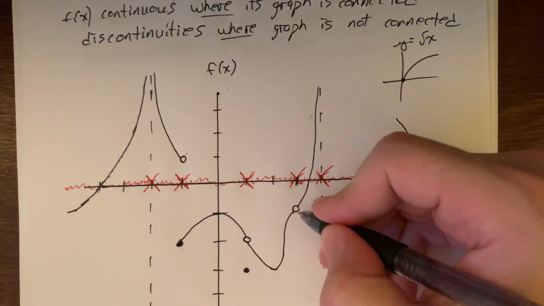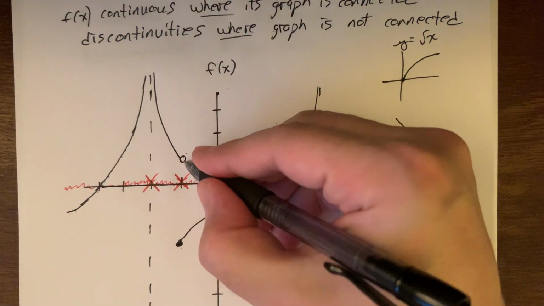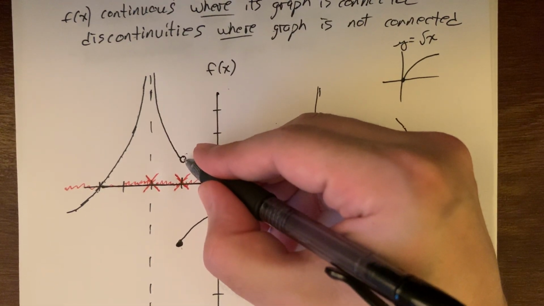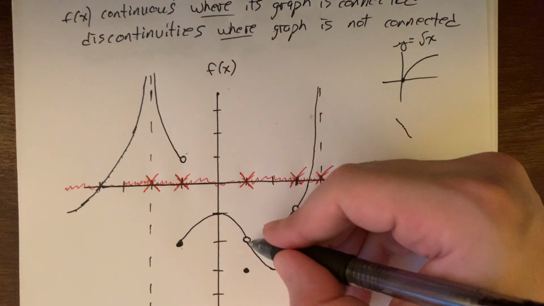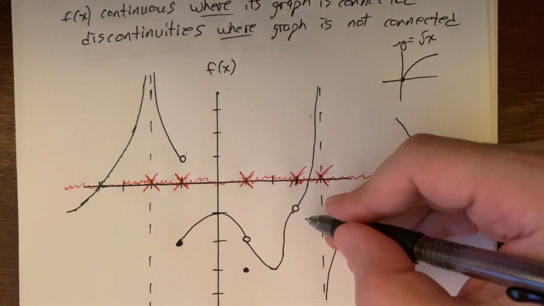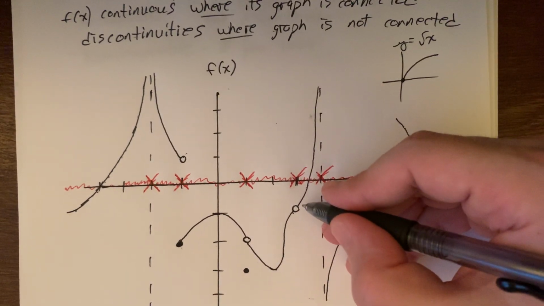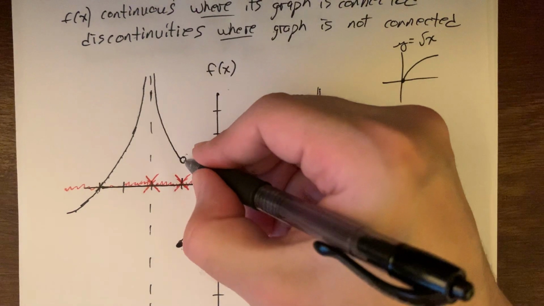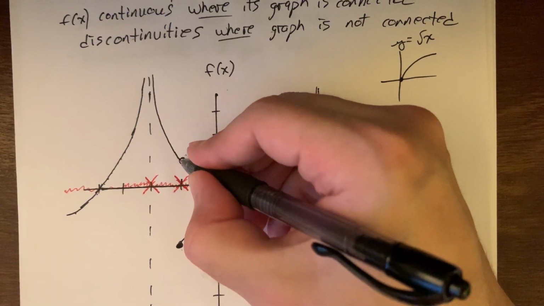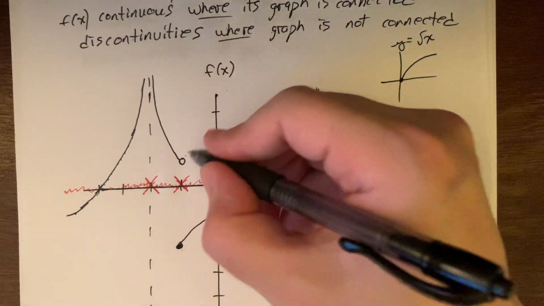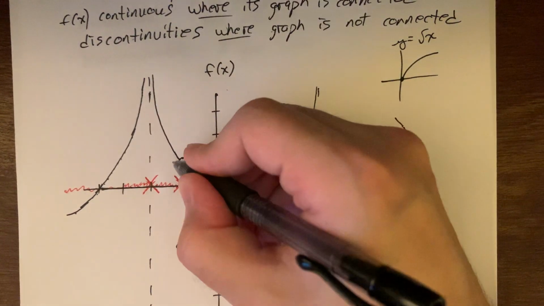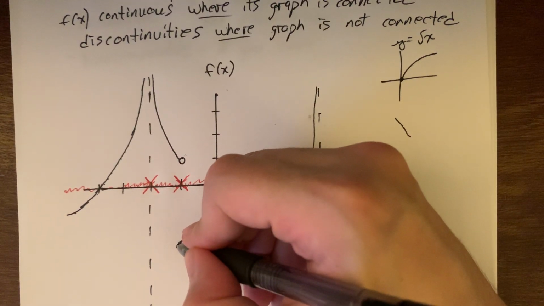They see an open hole, they go, oh, removable. I could fill in the open hole. It's like, yeah, that's true, but it's not just whether I could fill in the open hole in both of these. It's when I fill in the open hole, does it connect the graph? If you fill this in, does it connect this piece of graph to this? No, it does not. It would take an entire line to connect this to this, and that's not allowable.